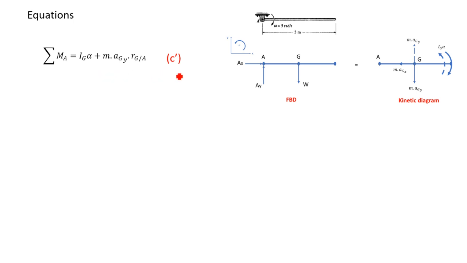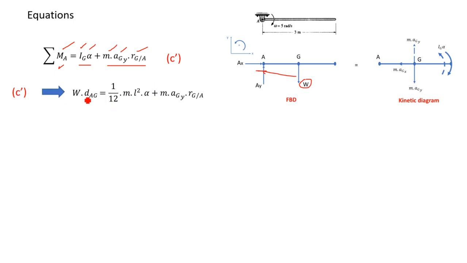Now let's look at what we can find here. The moment around the A in the free body diagram is going to be equal to W multiplied by the distance. Okay, here we found that unknown. The mass is known. The a_GY is 1.5 alpha, and the r_G/A is 1.5 meters. So here we're going to have numbers that can be found, number terms with alpha and number terms without alpha, then I can solve for the alpha value.